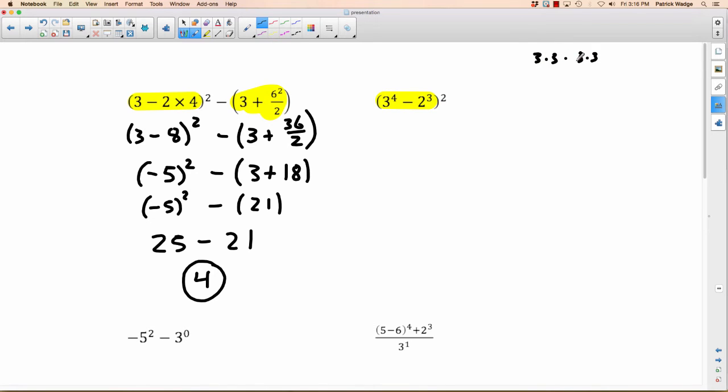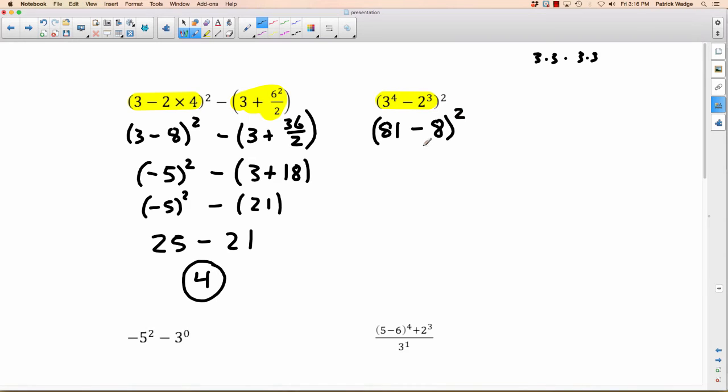So 3 times 3 is 9. 3 times 3 is 9. 9 times 9 is 81. You don't have to do it that way, but it is one way to do it. Minus 2 cubed. I think we did that already. 2 times 2 times 2 is 8. Oh my gosh, this is going to be an outrageous answer.